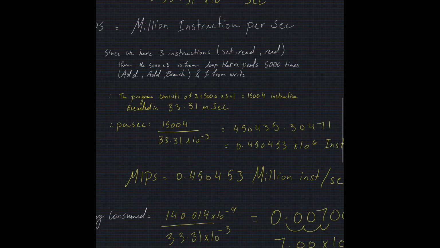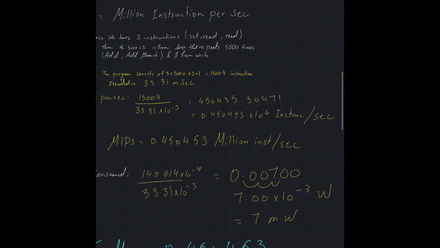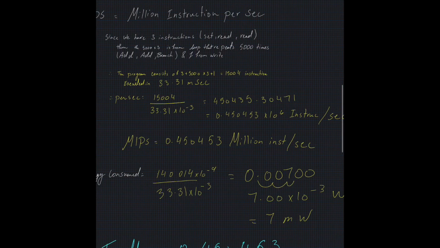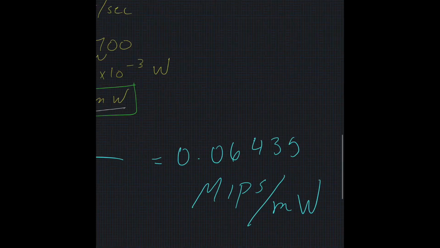And then energy consumed, we got the number from right here, the total energy required, and we divided it by the seconds that we have right here, and then we got 7 milliwatts. And then finally, the last thing is to divide the number we got right here by the 7 that we just got, and we finally get this number as MIPS per milliwatt.